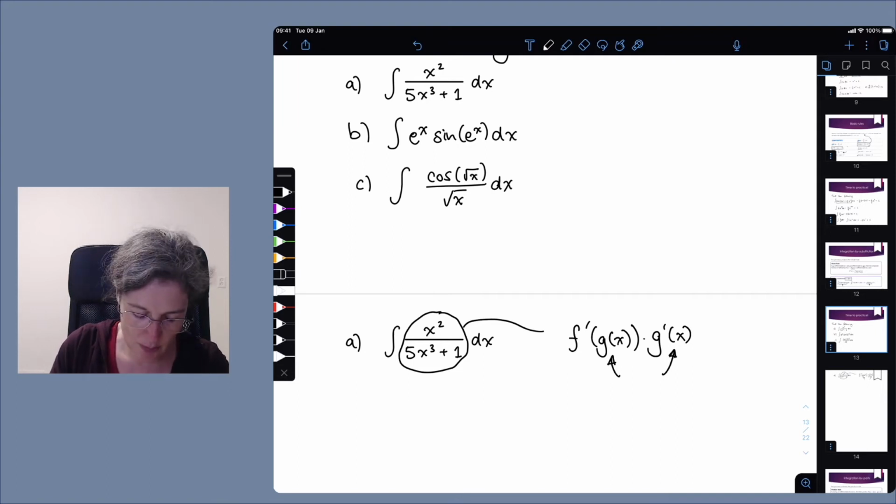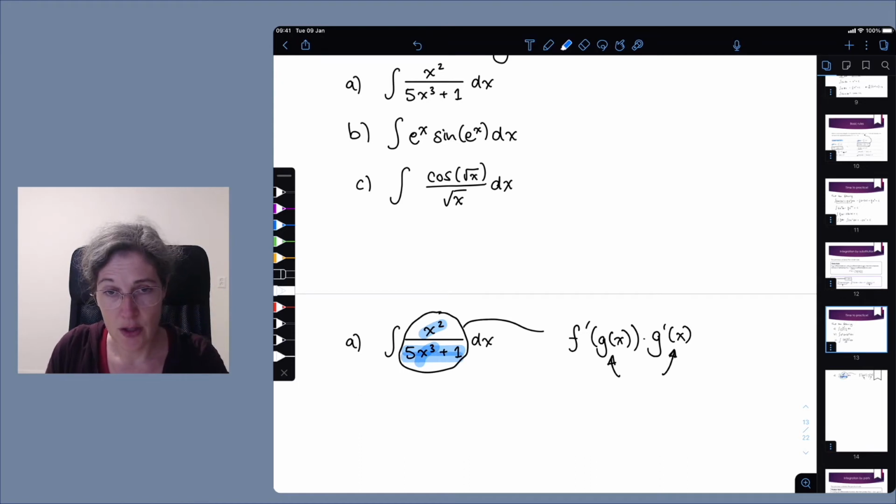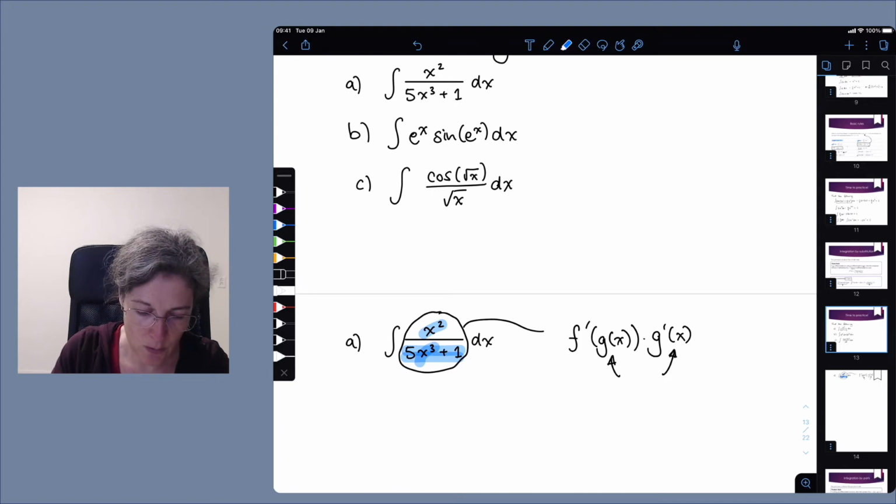So if we have a look at this one over here, notice that we've got an x cubed in the denominator and an x squared in the numerator. So this is a hint that there's a good chance that this denominator with some factor is going to be our g of x, because our numerator could very well be the derivative of that, the g prime of x, ignoring constant factors. So let's see how this works.